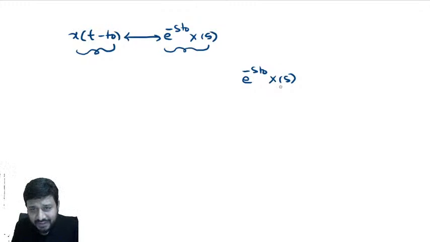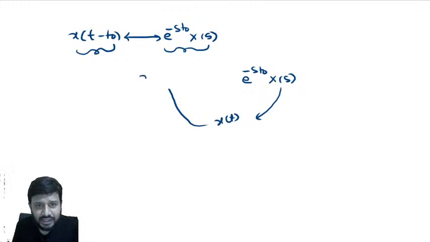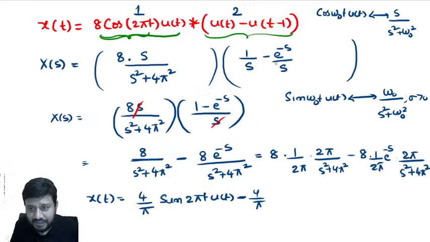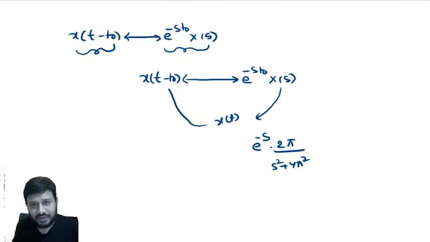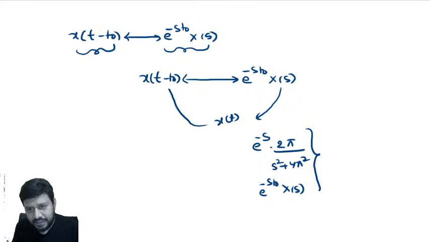How to get the inverse of e power minus s t naught into x of s? First of all, to this x of s, get x of t first. In this x of t, wherever you have t, replace it with t minus t naught. In a similar fashion, what do we have here? e power minus s multiplied with 2 pi by s square plus 4 pi square. Now can you tell me what is the inverse? We compare this with e power minus s t naught into x of s. What is then in place of t naught? 1. What is then in place of x of s? 2 pi by s square plus 4 pi square.